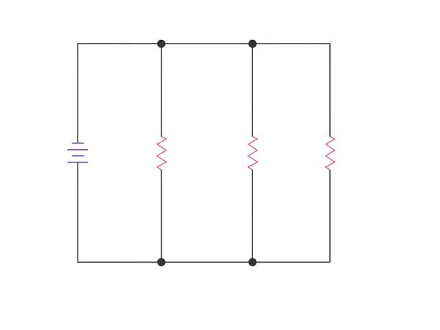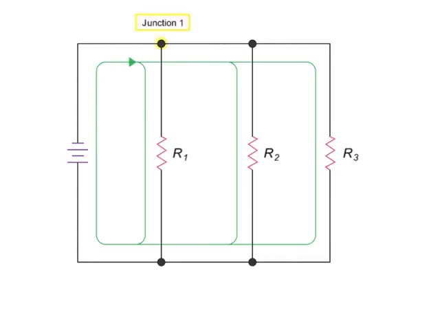The second basic circuit form is known as the parallel circuit. Like a series circuit, the parallel circuit has multiple components or loads. However, in a parallel circuit, the current has multiple paths along which to travel. Each of these paths is known as a branch.